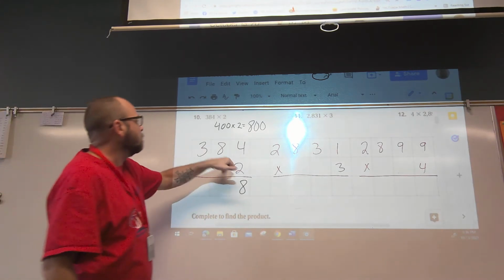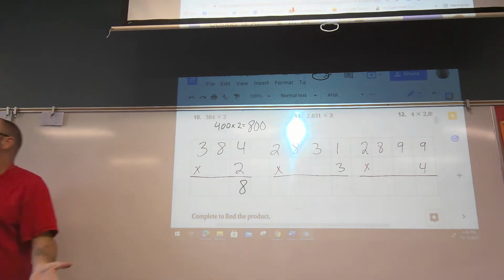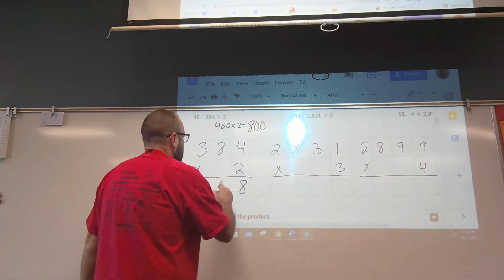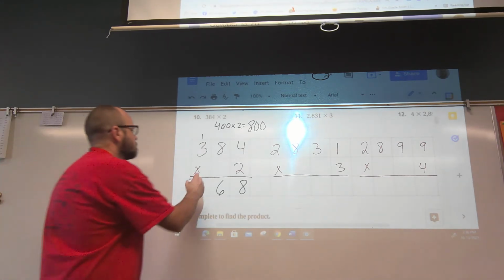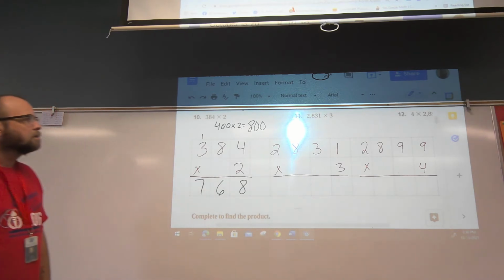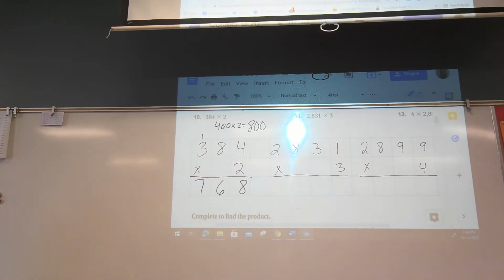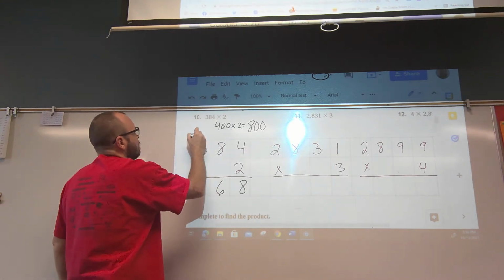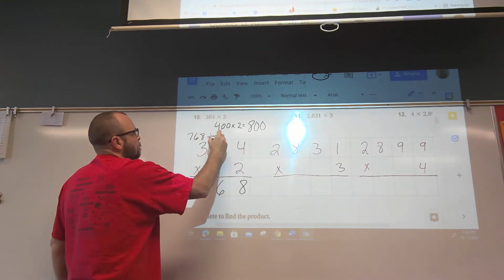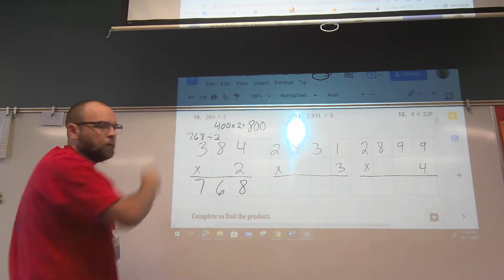All right, Emily Kate, 2 times 8 is? 16 tens, or 6 tens and 1 hundred. Emily Kate, 2 times 3 is? 6. Plus the other 100 that I carried? 7. 768. Now, if you wanted to go back and check it, you could always take 768 and divide that by 2, and you should get 384.